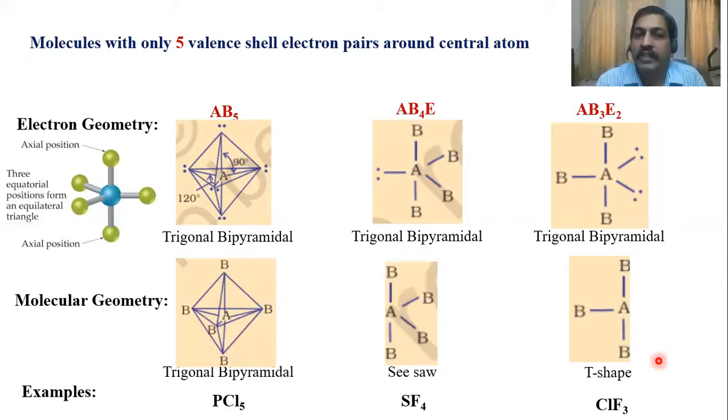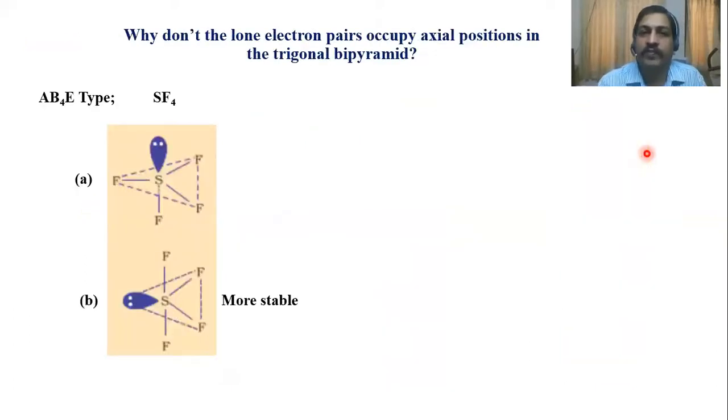Now, why does the lone electron pair occupy only equatorial position? Why don't the lone electron pairs occupy axial position? We saw this in AB4E type molecule and also in AB3E2. The lone electron pairs occupy only equatorial positions. Why is it so? Let us examine each case one by one. Why don't the lone electron pairs occupy axial positions in trigonal bipyramid geometry? Why do they occupy only equatorial positions?